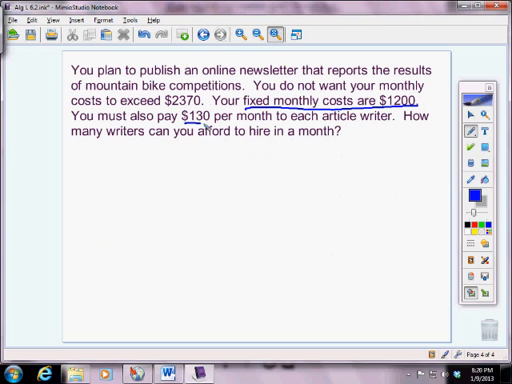We must also pay $130 per month to each writer. So when you see these things like, okay, I'm going to be paying $1,200 and I've got to pay $130 per month, hopefully you're starting to get the gist of when you see this per month here, that means you're going 130 times however many writers there are. So we have 1,200 plus 130x. So we're paying 130 each month to each writer.